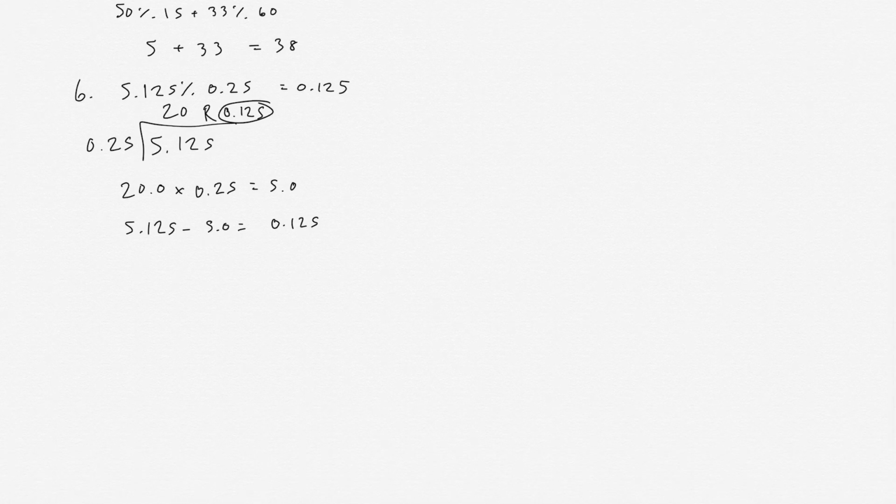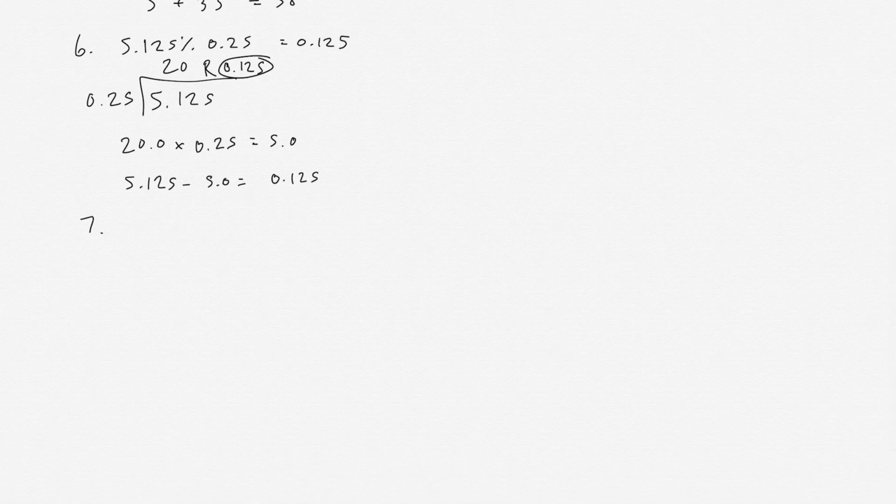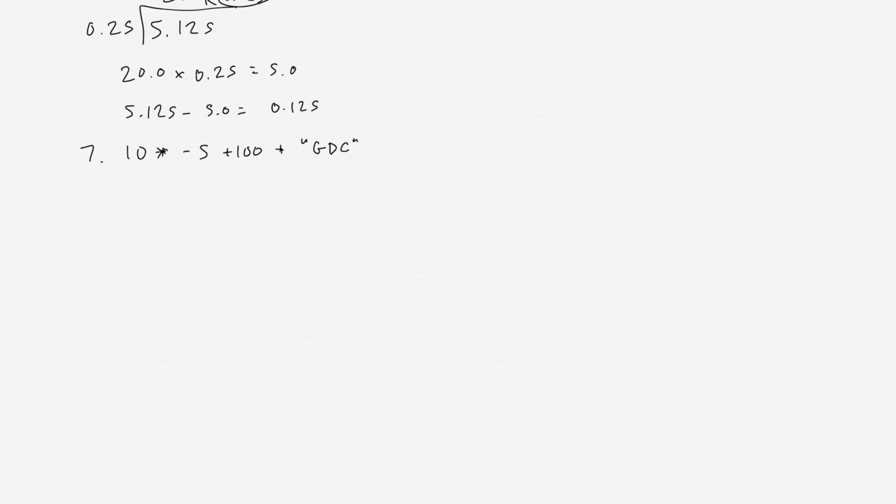Okay. Number 7, we have 10 times negative 5 plus 100 plus GDC. Okay. So we'll just go left to right in terms of highest precedence. So the first thing is negative 50, right? Because 10 times negative 5 is negative 50. Then we add 100 and then GDC. Now we just have the plus operator, so we just go left to right.